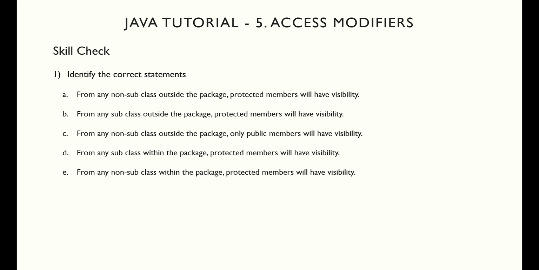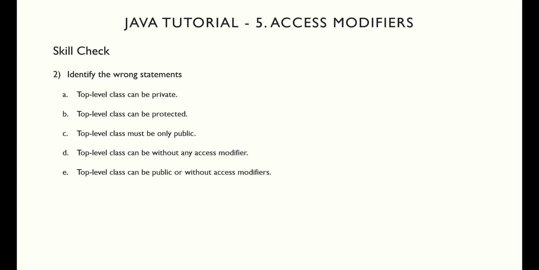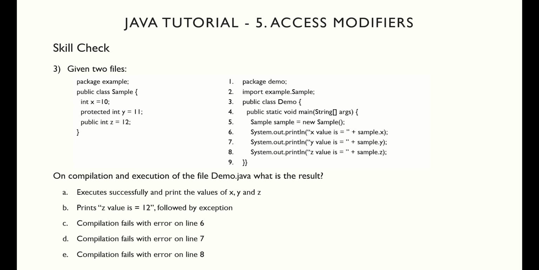1. Identify the correct statements. The options are given below. 2. Identify the wrong statements. The options are given below. 3. Given are two files. One is a class where it has different variables declared, and another class where within the main method an object is created for the sample class and the different variables are printed. On compilation and execution of the file demo.java, what is the result? Options are given below.